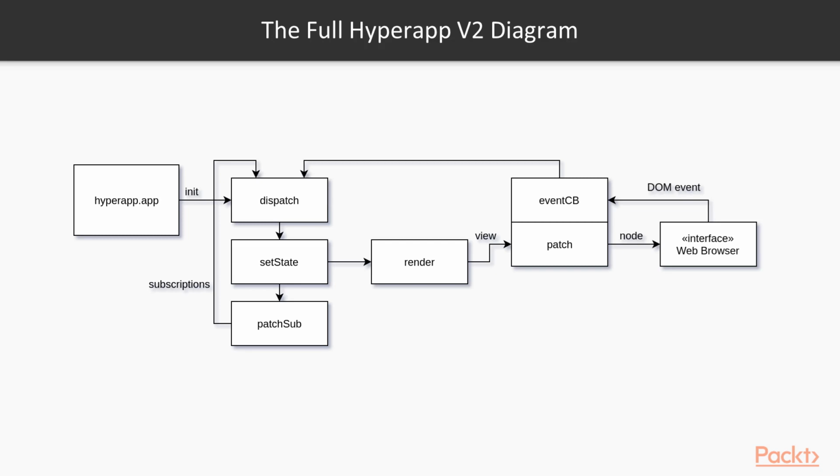App also accepts a subscriptions function that takes in state and returns a collection of subscriptions. Every time our state changes, Hyperapp runs our subscription function. Internally, Hyperapp will figure out which subscriptions are new, changed, and removed, and will start, restart, or stop them accordingly.